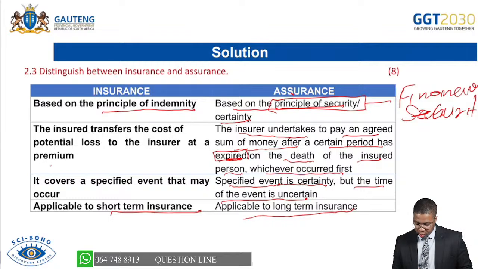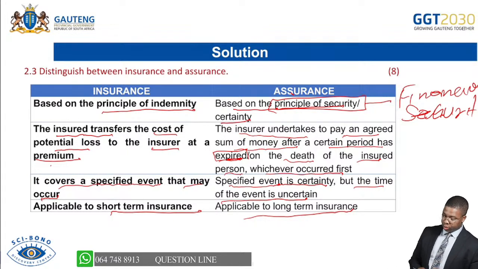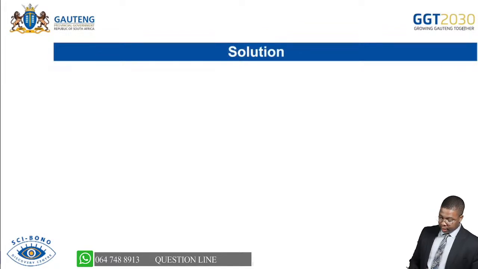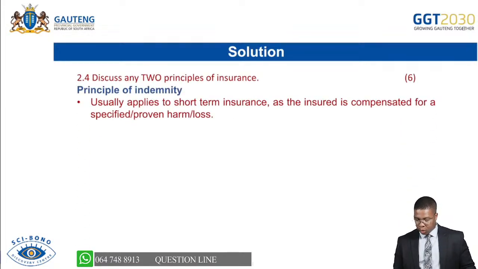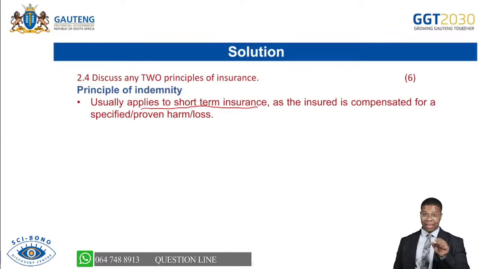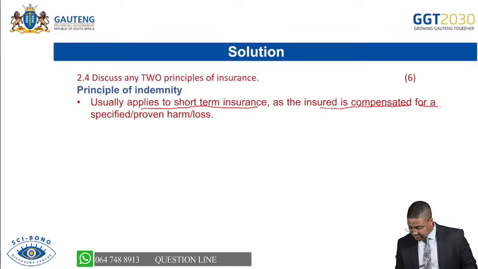So when you are looking into insurance, the insured transfers the cost of potential loss to the insurer at a premium, which is what they pay every month. It covers a specified event that may or may not occur. So those are the differences between insurance and assurance. Then the principles, we have the principle of indemnity, which is usually applicable to short-term insurance. And you saw it when we were looking into the differences between insurance and assurance, as the insured is compensated for a specified proven harm or loss.